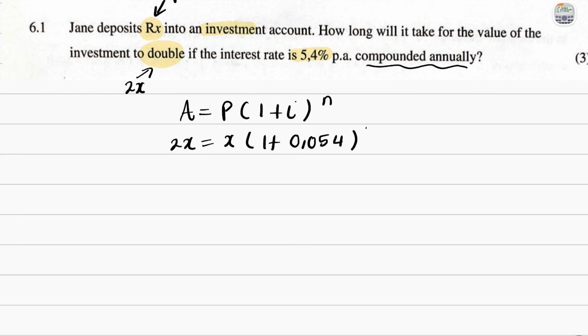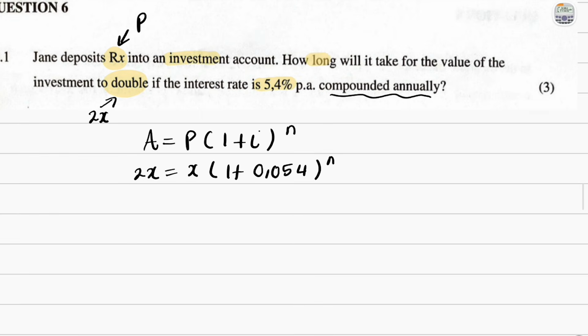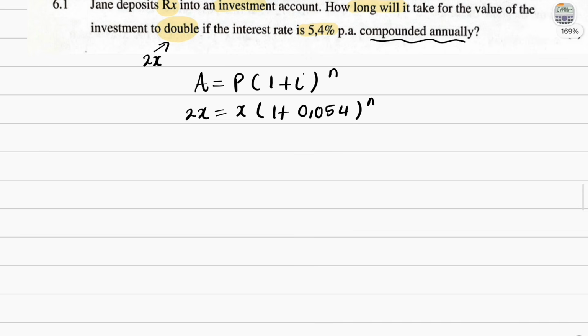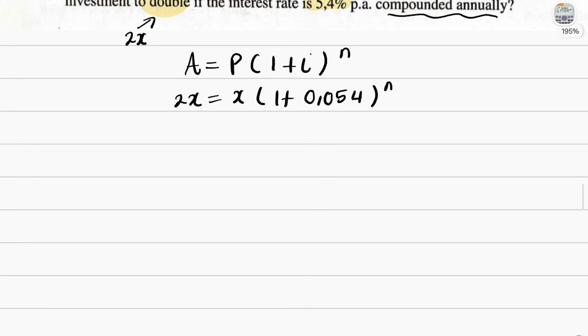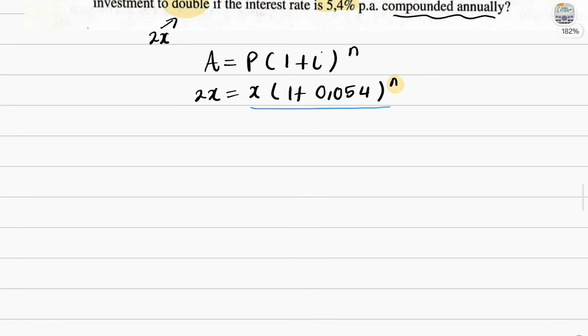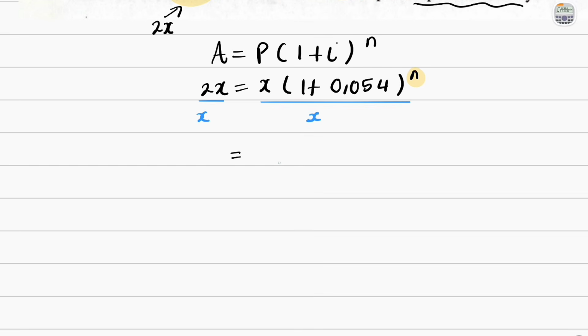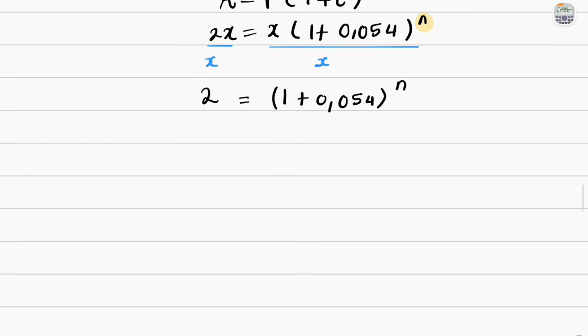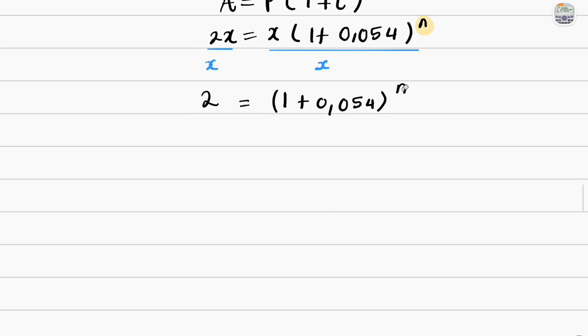So raised to the power of n, because the question is how long. Okay, so this is an exponential equation at this point because we're trying to solve for n. And in order to get closer to the n, you see that we need to get rid of the X. So we can divide both sides by X. It is safe to divide by X here because X is definitely not equal to 0. Money was invested, and for it to double, there was money. So this would cancel, and we have (1 plus 0.054) to the power of n, and this is equal to 2 when they cancel. So we're just trying to solve for n.